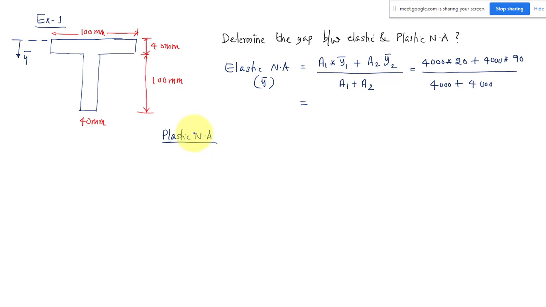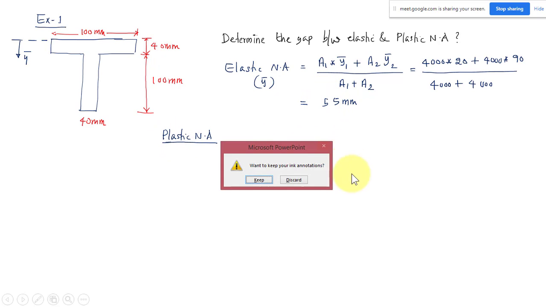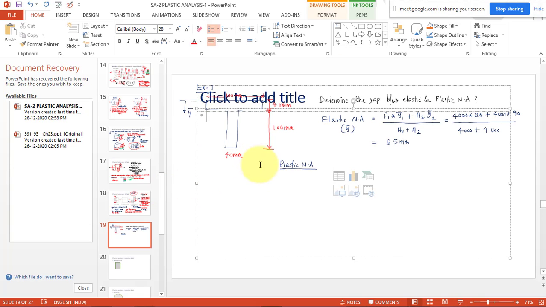55. It is 65. Okay, just a minute. 55. Okay, 55. Okay, just a minute. You just try to solve the plastic neutral axis.